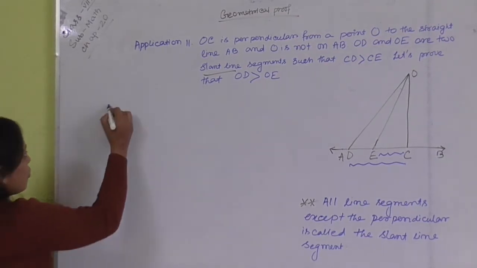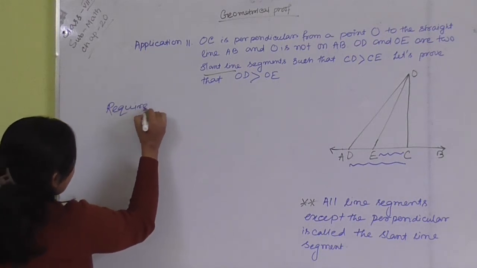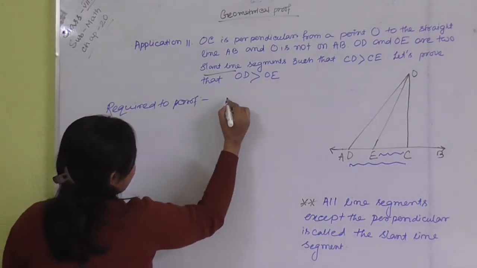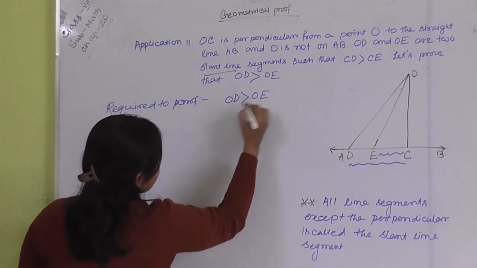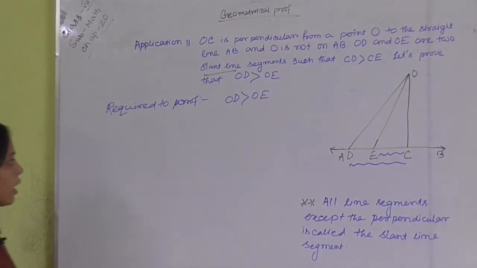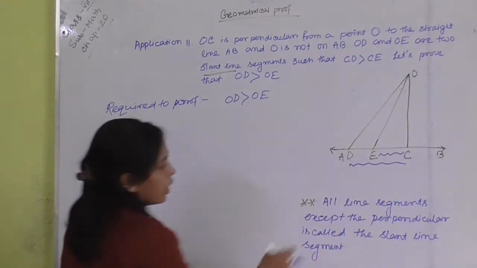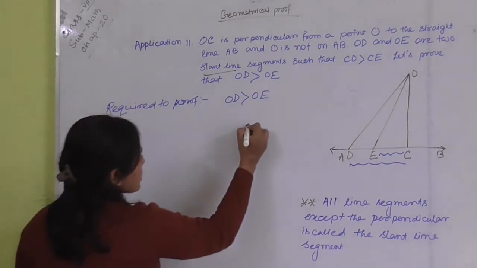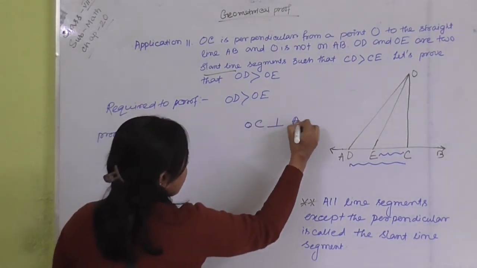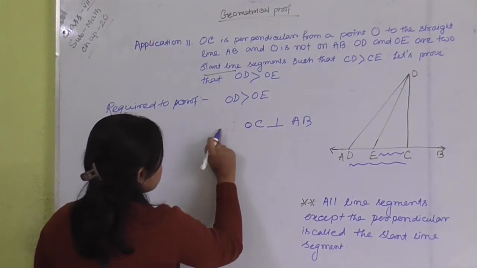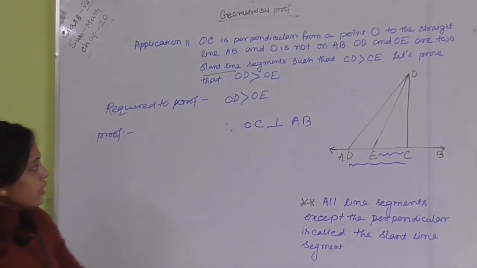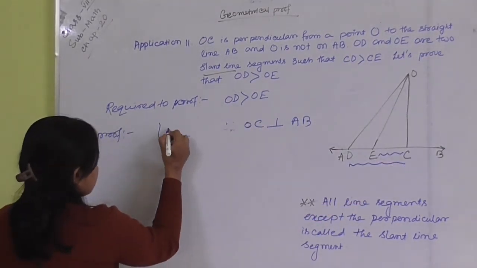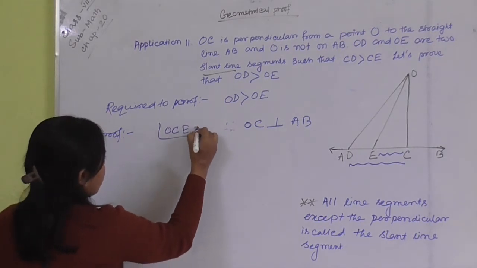So here, what is required to prove is OD greater than OE, and they are slant line segments. Here it is given that OC is perpendicular. Since OC is perpendicular on AB, we can write that this angle OCE is 90 degrees, one right angle.